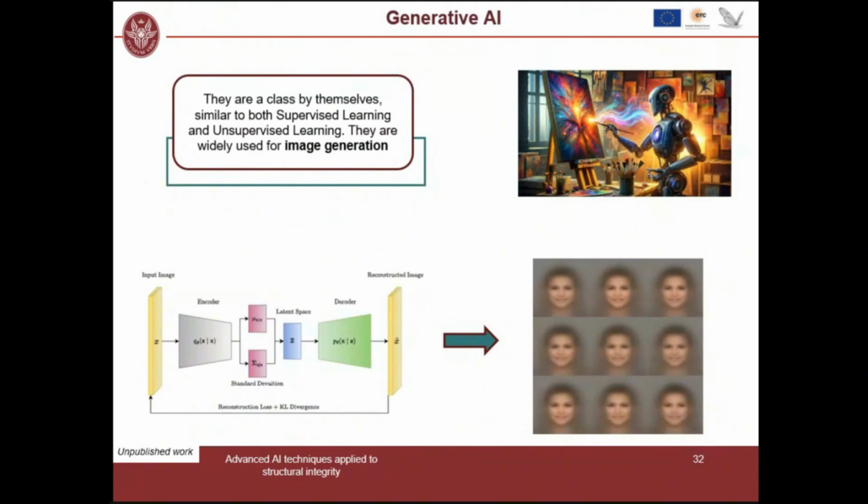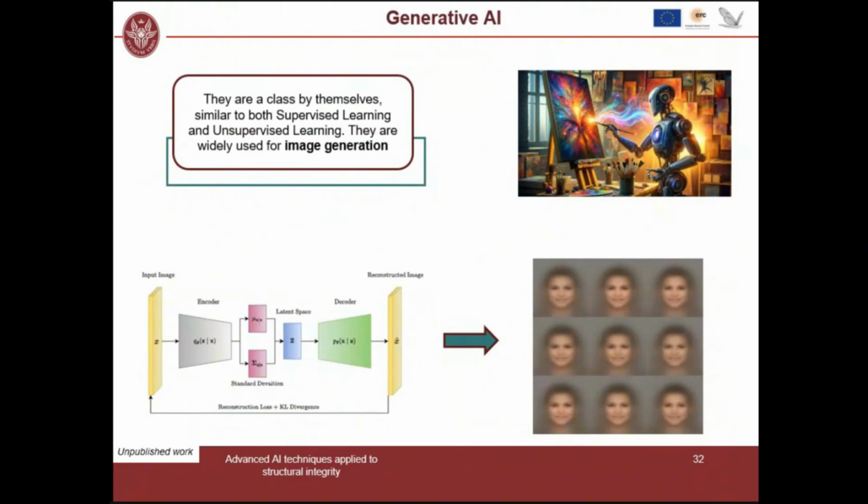Generative AI is a little bit different from what we have seen in the previous presentation, because it's neither supervised machine learning, nor unsupervised machine learning. It's something in the middle, because technically it's playing a game with itself.